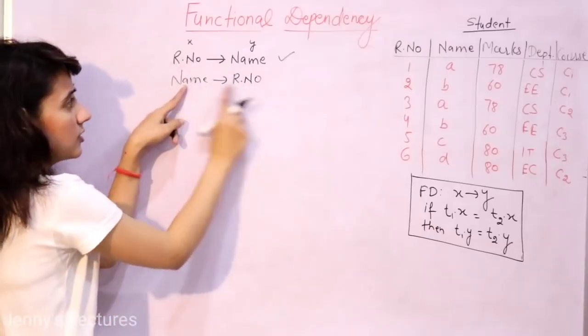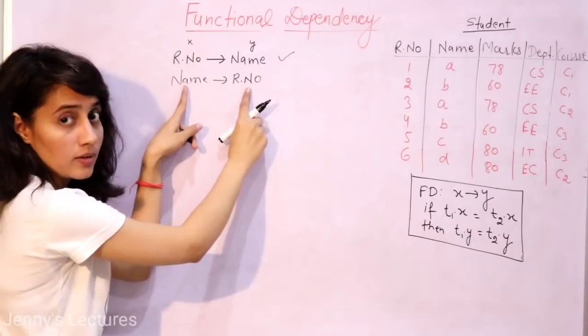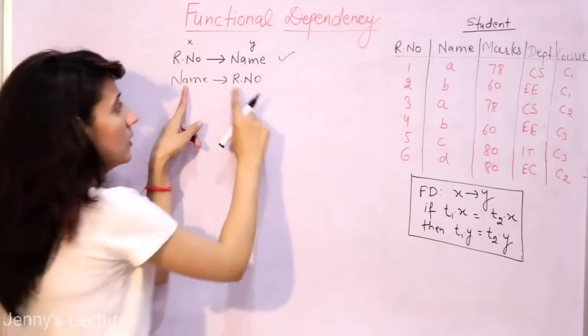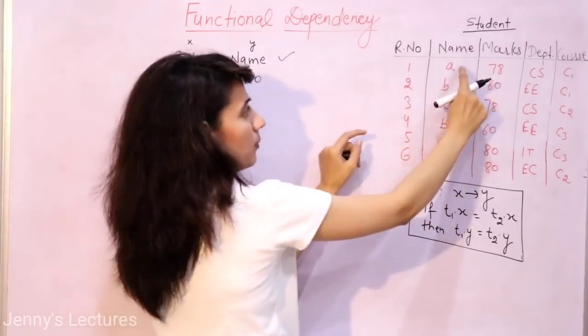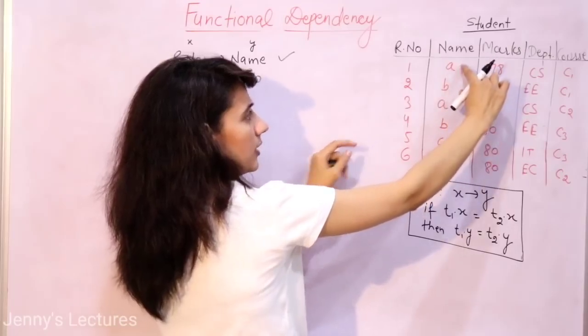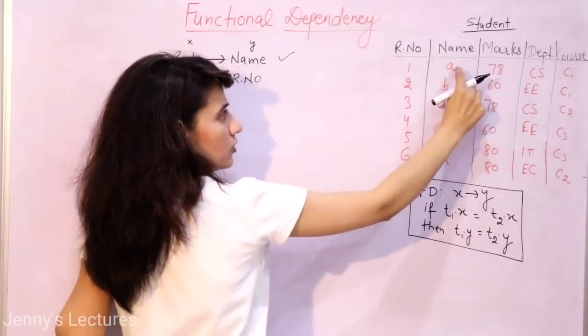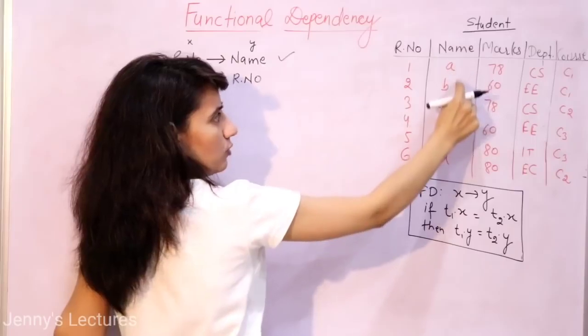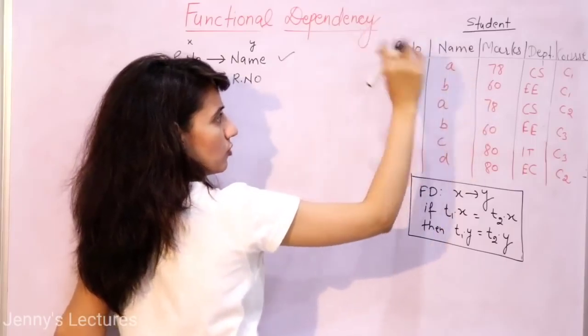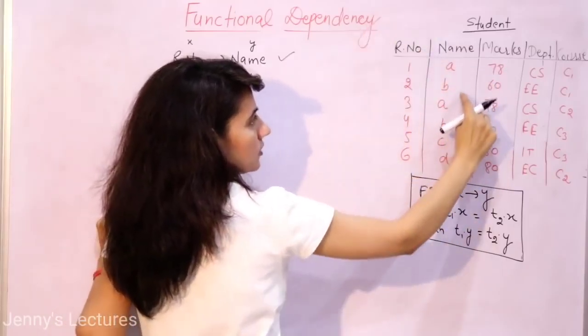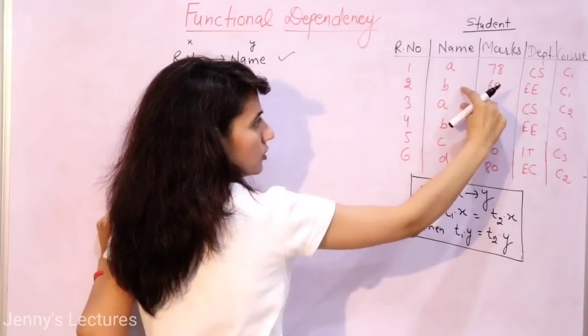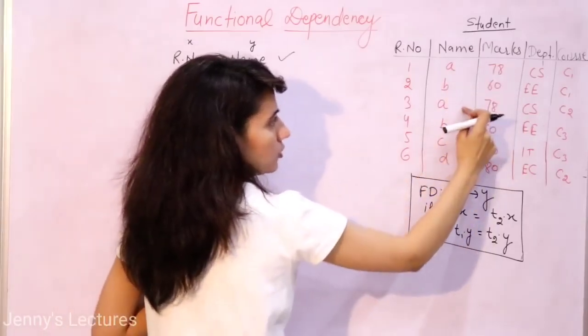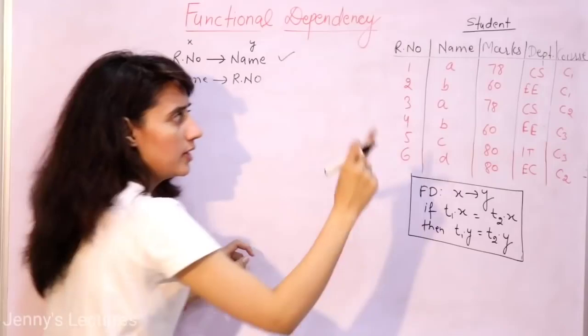Now here this is x, this is y, right? Now you need to take care. Check, this is x, means take two tuples. These two tuples I am taking. So the value of this x for this one is a, this is b. Values are not the same, so we don't bother about roll number. Now check for this and this, values are not the same. Now see, this value and this value is the same. So here I got repetition.